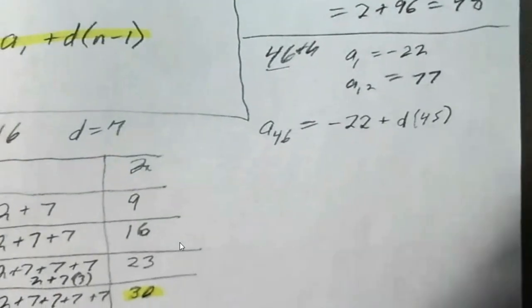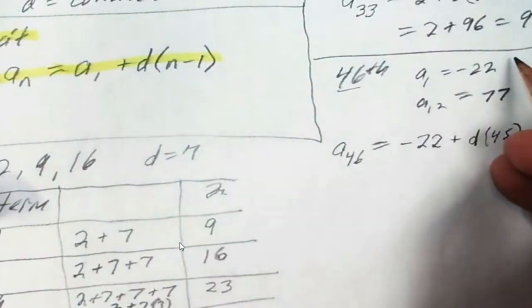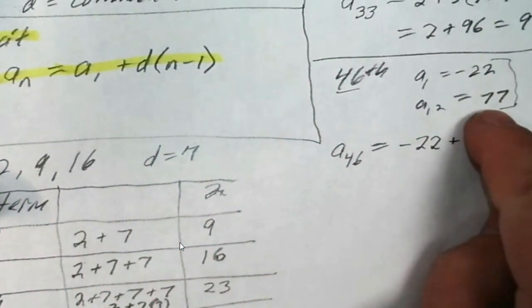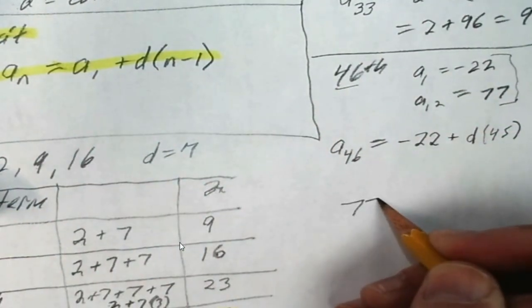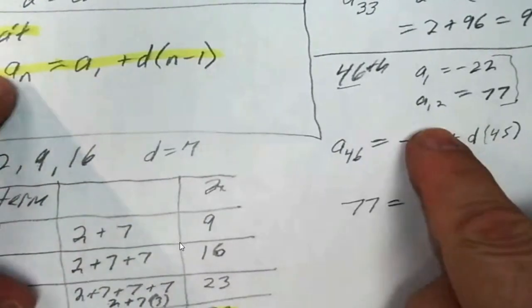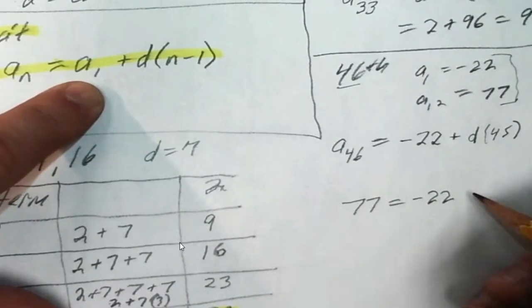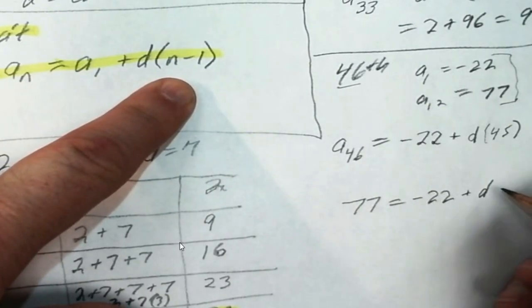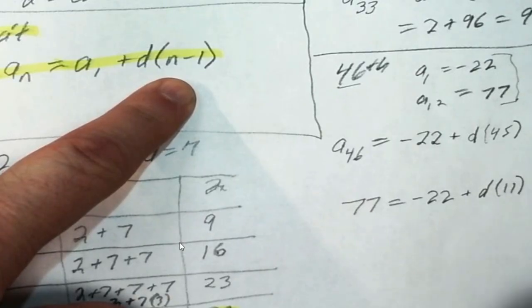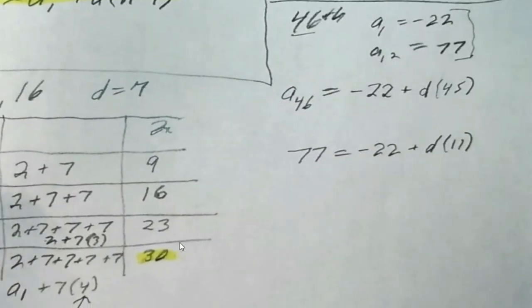That means I can use this formula backwards with these two numbers. I know that A sub 12 is 77. And I know in the formula that A sub 1 was negative 22. And I don't know D, but I know n minus 1, since this was the 12th, I know this is 11. Look, I know everything but D. I can solve this problem for D.